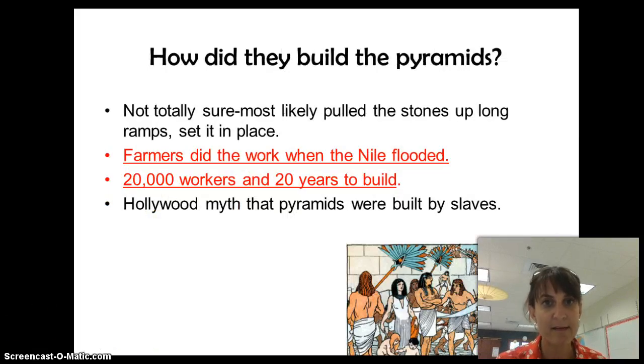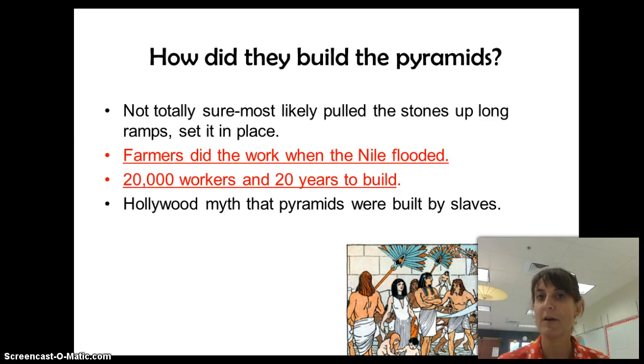Well, it wasn't aliens. But they didn't have machines like we have today. There's no bulldozers, there's no trucks, there's no massive technology like we think of today with cranes. It was mostly simple machines like ramps and pulleys and levers and a lot of manpower. It took about 20,000 workers to do the job and 20 years to build.